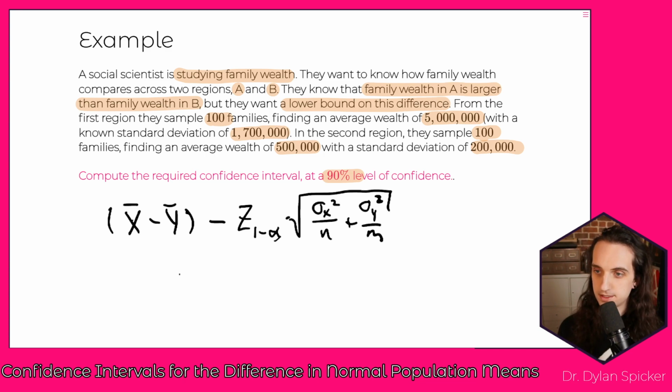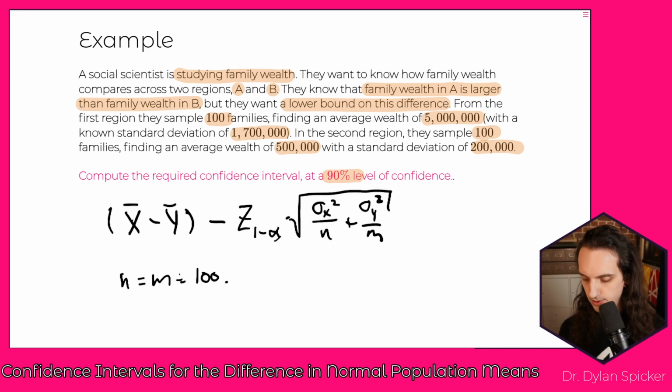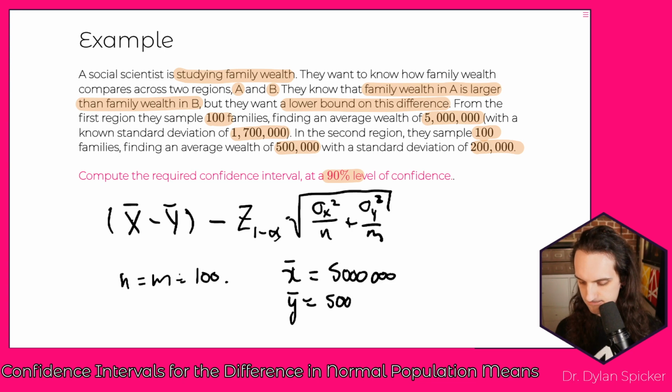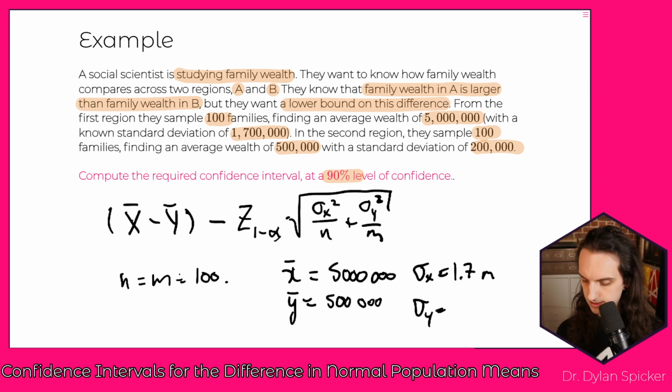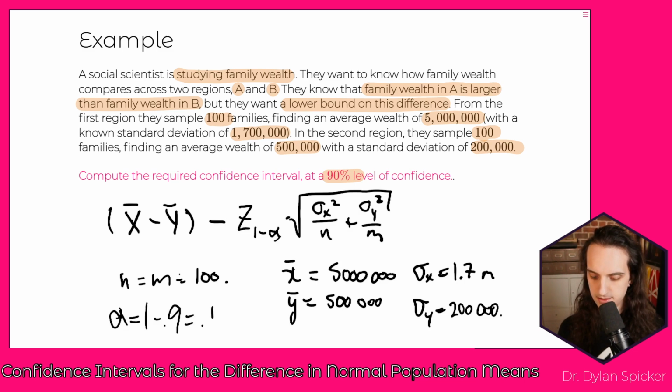If we go through and identify what these values are, we know that n is equal to m; they're both equal to 100 in this case. We have x bar is 5 million, y bar is 500,000, sigma x is 1.7 million, and sigma y is 200,000. We have all of our information here. In our case, we want a 90% confidence interval, and so alpha is 1 minus 0.9, which gives us 0.1. That gives us all of the information that we need in order to solve this question.